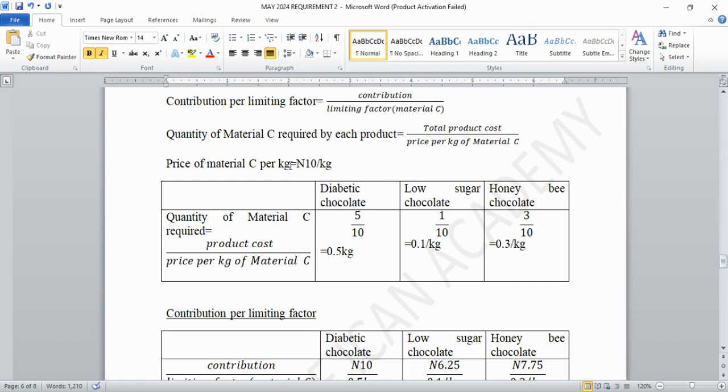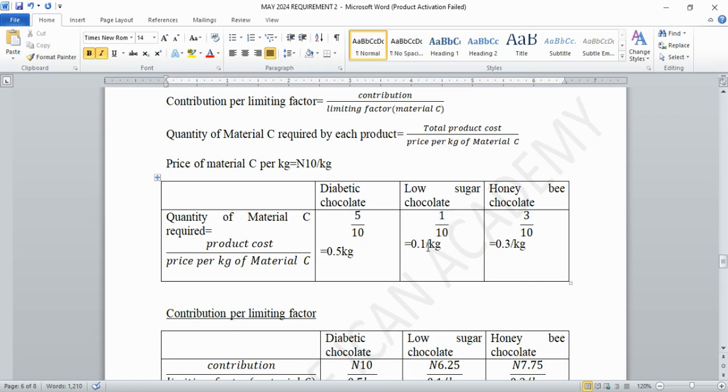Do you understand? So now the price per kg for material C is 10 naira. So now 5 divided by 10. In this case, we have 5 naira divided by 10 naira. That means what? 0.5 kg. That means the quantity of diabetic chocolate is 0.5 kg.